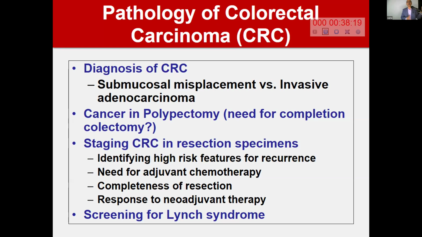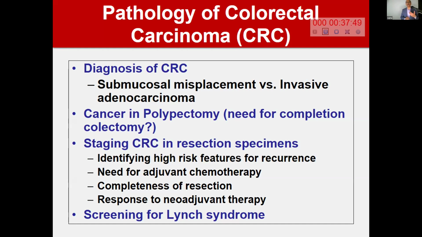If you get a colon polyp or a polypectomy specimen with cancer, the clinical issue at stake is, does this patient need completion colectomy or is this curative? And if you get a resection for colon cancer, the key clinical question is, does this patient need additional therapy, either more resection for positive margins or chemotherapy because you have positive nodes? So essentially, everything we do revolves around those two key questions.